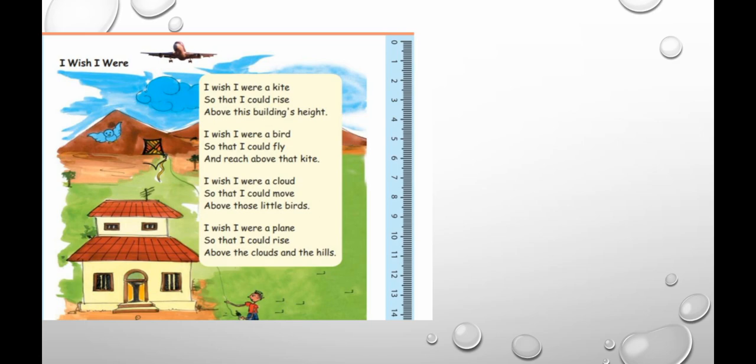I wish I were a kite so that I could rise above this building's height. I wish I were a bird so that I could fly and reach above that kite. I wish I were a cloud so that I could move above those little birds. I wish I were a plane so that I could rise above the clouds and the hills.